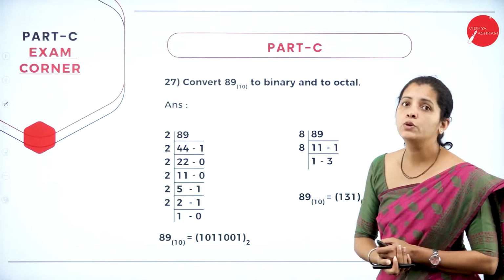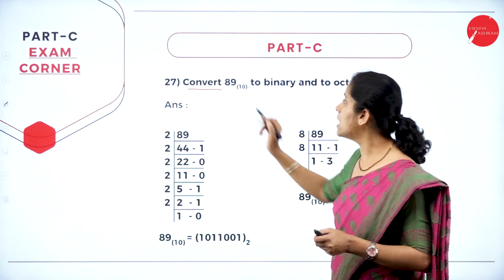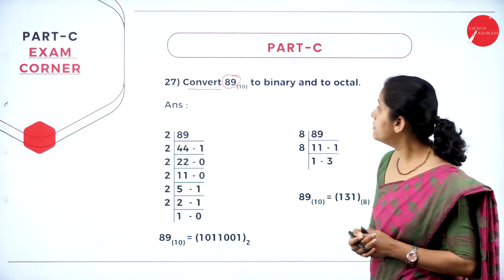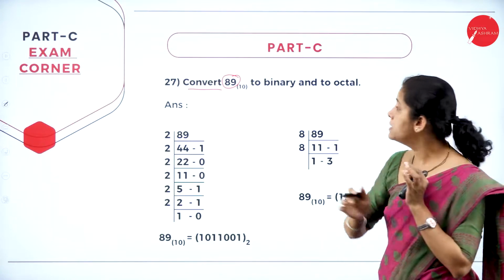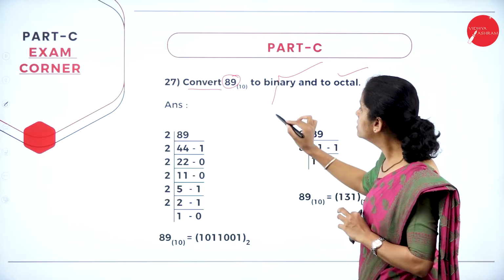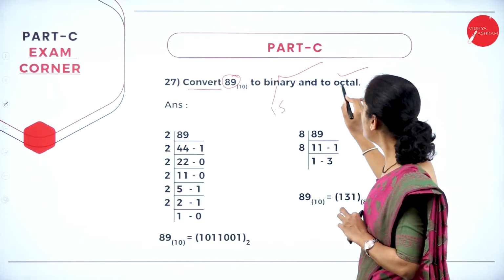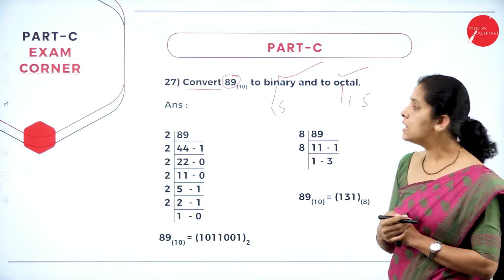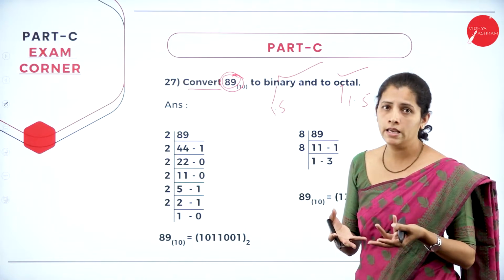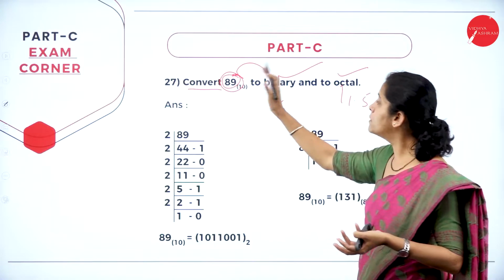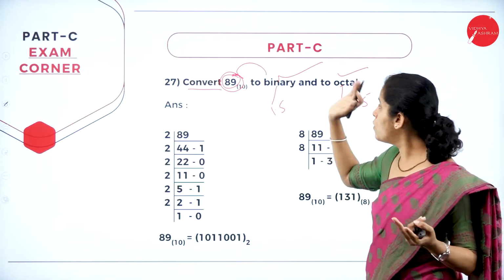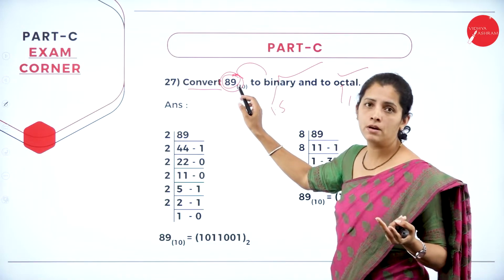Moving further, I am going to have the next question, that is convert 89. So this is my decimal number and I want to convert this decimal number to binary and to octal. Each conversion carries 1.5 marks. Now see, this is my decimal number and I want to convert that to binary. So they have mentioned convert this number to binary. Binary means what? It is only zeros and ones. So what am I going to do? I am going to divide this number by 2.